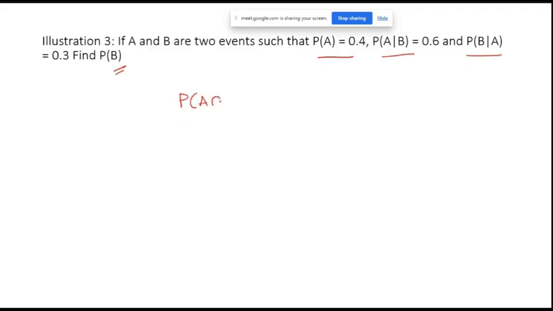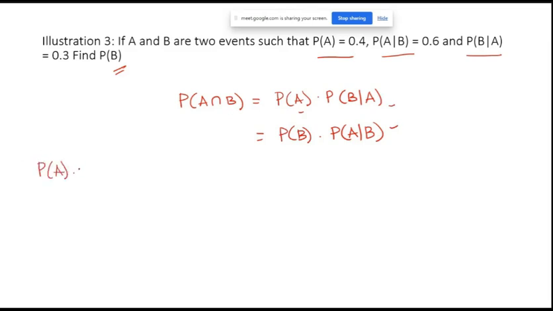Probability of A intersection B is equal to probability of A into probability of B given A. B given A, because A is already known. Another way, this probability can also be written as probability of B into probability of A given B. So these two things are there. I will match them now because both of them are equal to probability of A intersection B. So I can write probability of A into probability of B given A is equal to probability of B into probability of A given B.